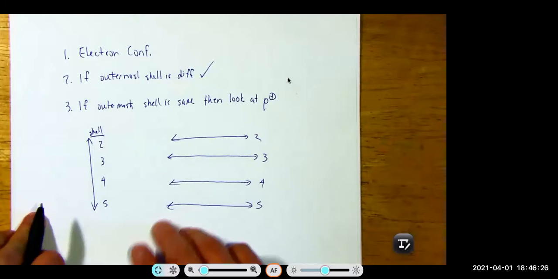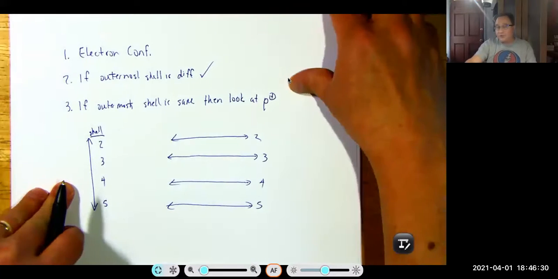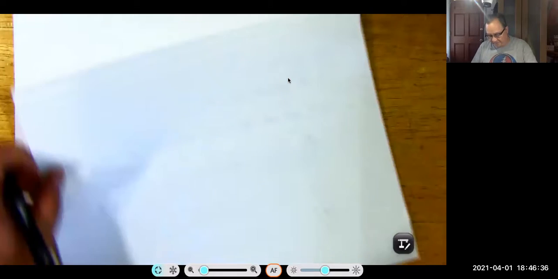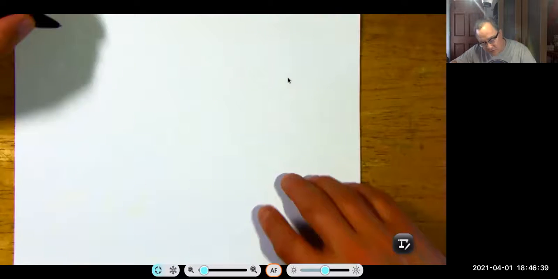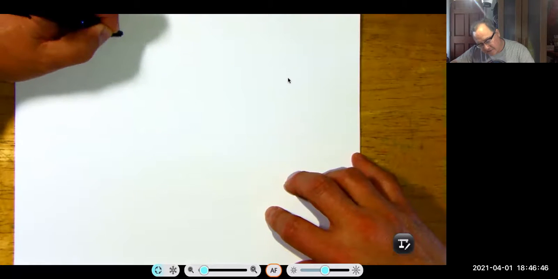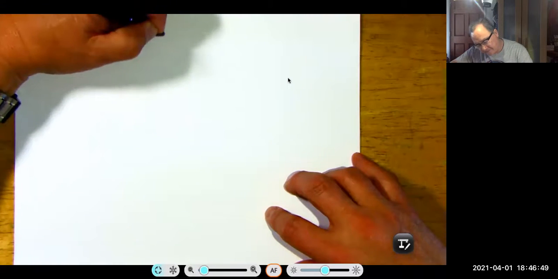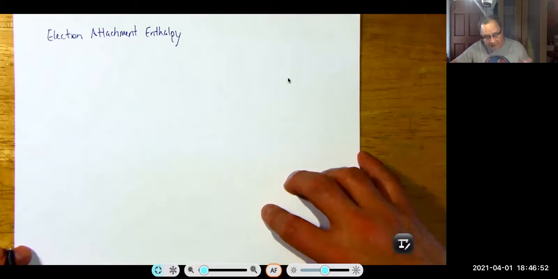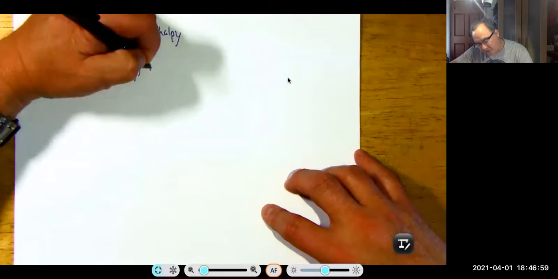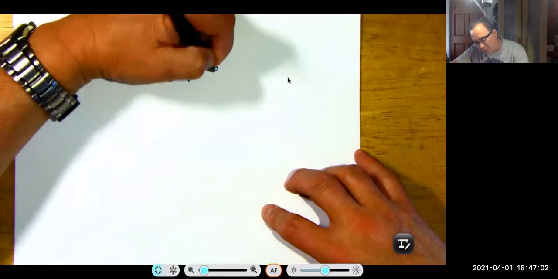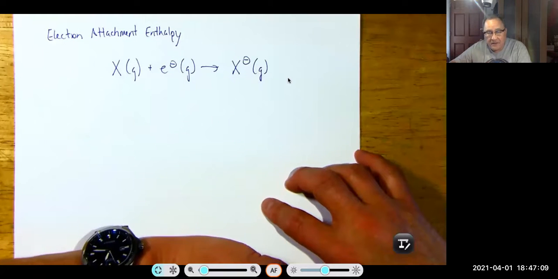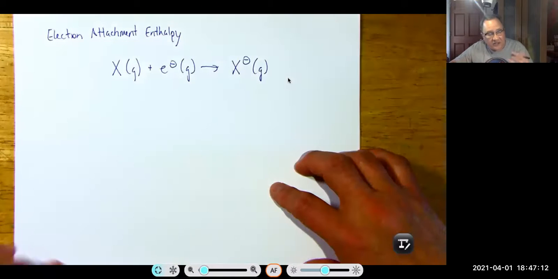All right. So that explains the trends for those three. Now here's the tough one. The tough one is electron attachment enthalpy. So here's what happens with electron attachment enthalpy. You have a neutral atom and you add an electron to it. And you end up with an anion. Now, the electron attachment enthalpy is actually energy.